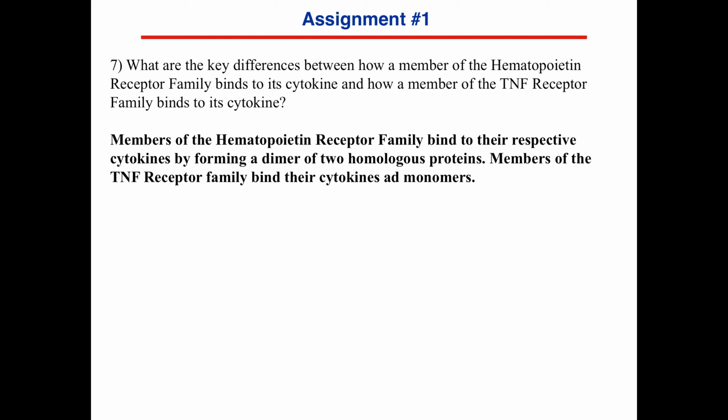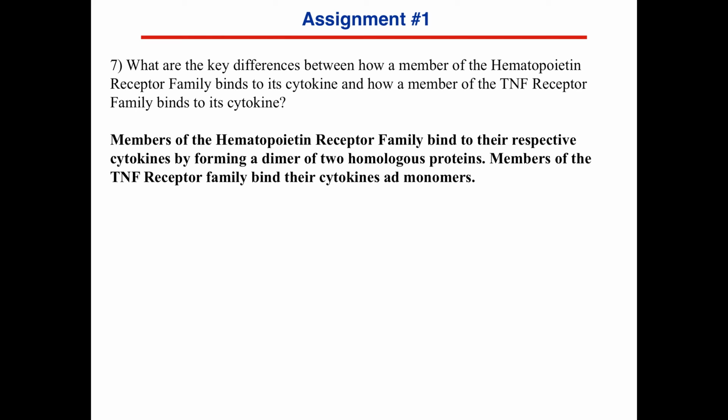7, what are the key differences between how a member of the hematopoietin superfamily binds to its cytokine relative to TNF receptor? Well, the main difference is that hematopoietin receptors bind their respective cytokines by forming dimers of 2 homologous proteins. They come together to form the binding pocket which the cytokine binds into, as we've gone over before, and EPO receptor, of course, is a good example of that.